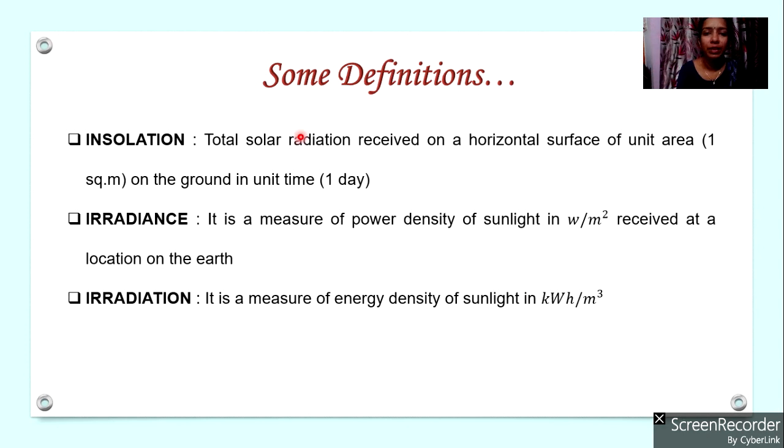So let us see some more definitions related to solar energy. One is insolation. Insolation means the total solar radiation received on a horizontal surface of unit area on the ground in unit time.